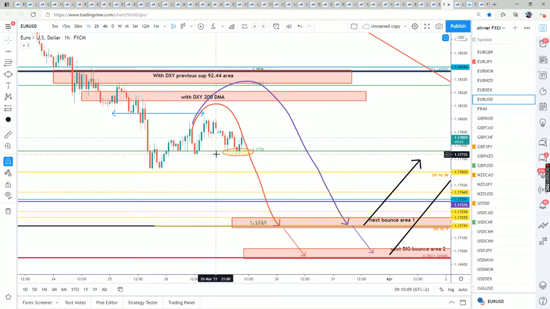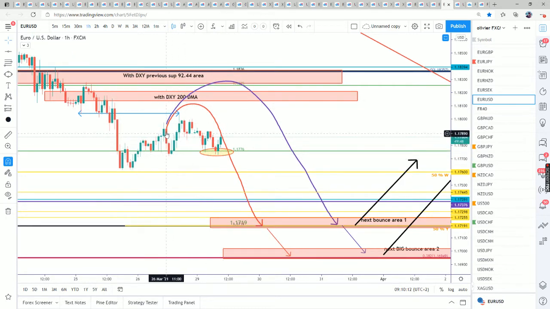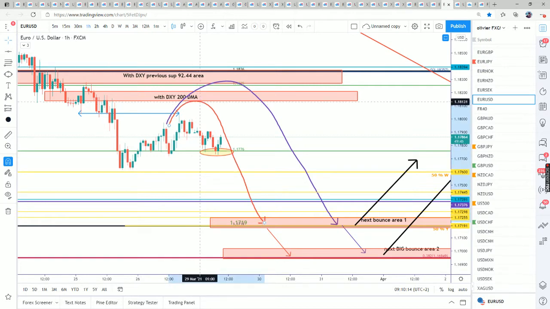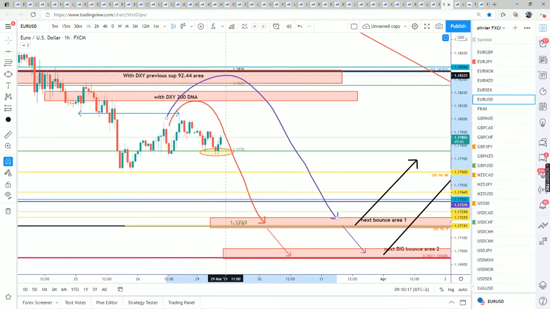But I still look for this move, a pullback. So now in this area or in that area, same thing, but I still look for a pullback before we see the next push. So I would love this pullback to be with DXY on the 200 DMA, as I just showed on the previous video. So that would be great if we would bounce on the 200 DMA of the DXY or on this area.